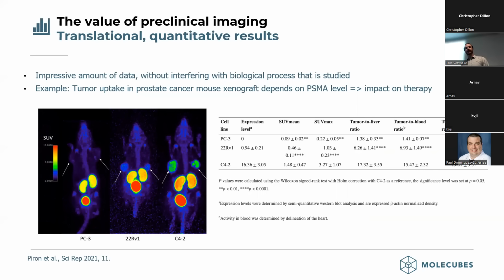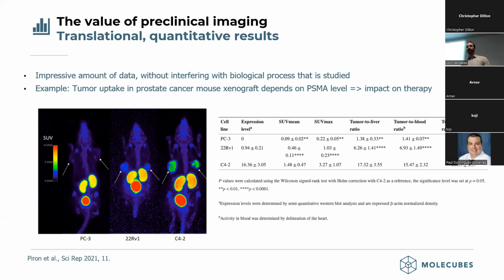Besides obtaining this visual confirmation, the value of preclinical imaging is also really in the translational capabilities, or the quantification of these results. In this study example, prostate cancer mouse models were used, and they all had different cell lines with a different level of PSMA expression. It is known that PSMA expression is 100 to 1,000 times higher in prostate cancer tissue than in healthy prostate tissue, salivary glands or liver tissue.